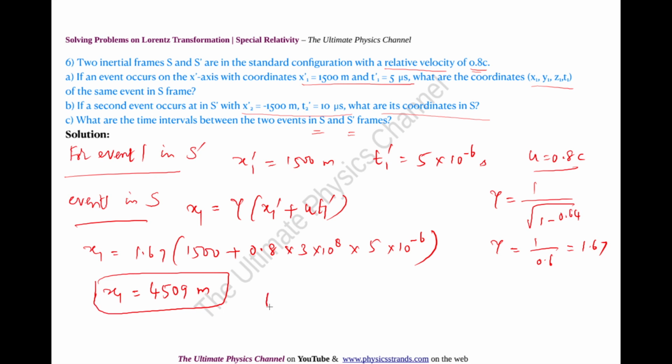Now similarly I can calculate t1, which is gamma times t1 prime plus u x1 prime over c squared for the first event. Again if I work it out, I'm getting about 15 microseconds in this case. Let's check this one out. That's right, 15 microseconds. Now the second event is given, so that is the second part. The A part we have solved here. Let us move on to the B part of the problem.